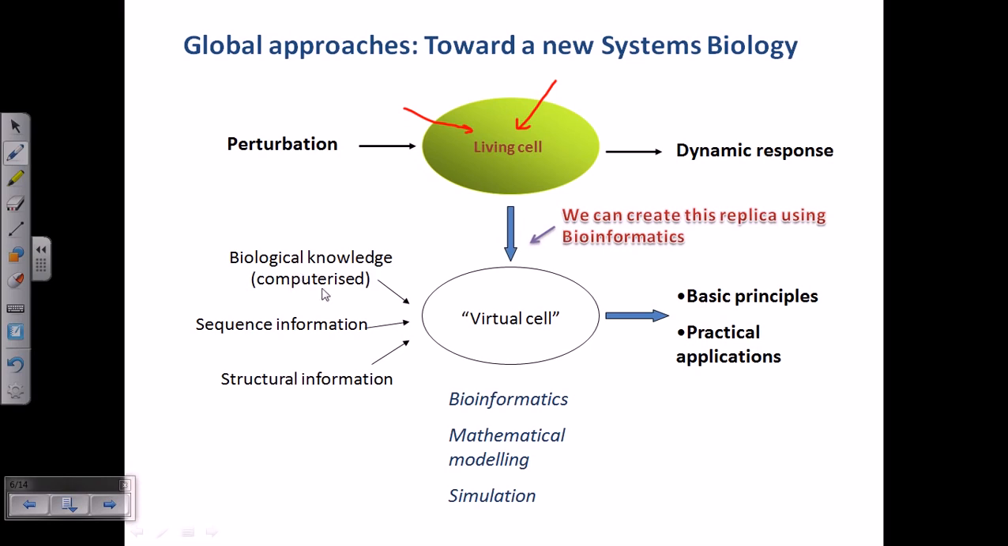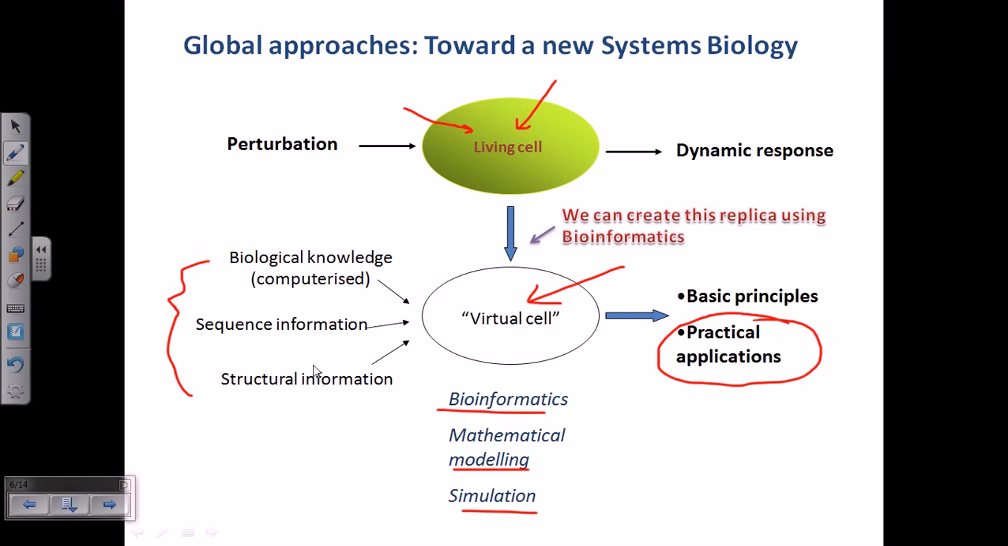So if we get the biological knowledge, sequence information as well as structural information, and we can feed all these things inside a computer, we can get what we call a virtual cell simulation inside the brain of the computer. And utilizing bioinformatics, mathematical modeling, simulation, as well as statistical analysis, we can get the basic principles which are governing the cell, and these principles will tell us how to go towards practical approaches to prove our hypothesis, right? So this is the important part about bioinformatics, right?